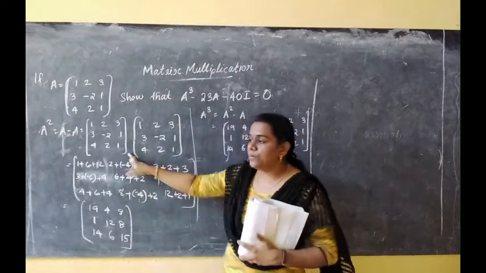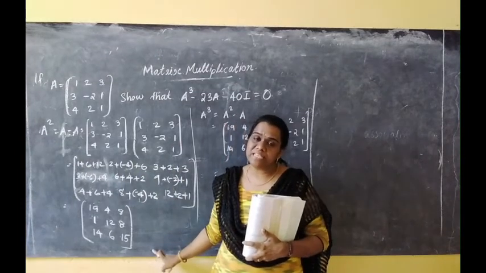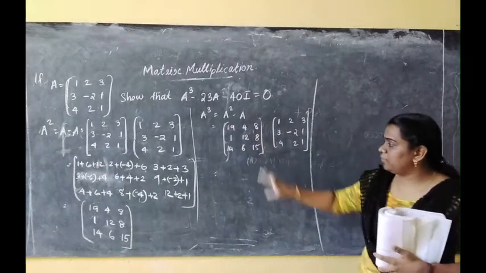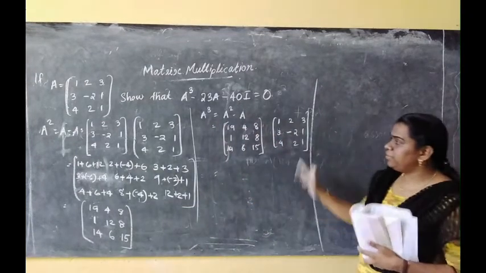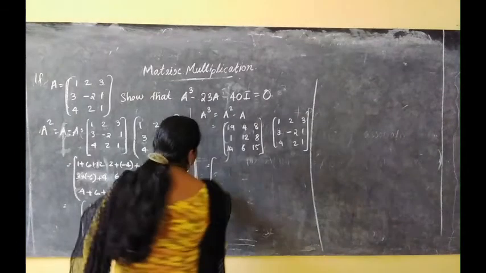And the matrix should be multiplied the same way. The order is the same. Square matrices of the same order multiply, and we get the same order itself. And here A square into A. A square into A means A square, which we have already found, into A. We want to multiply here. Let's multiply this.